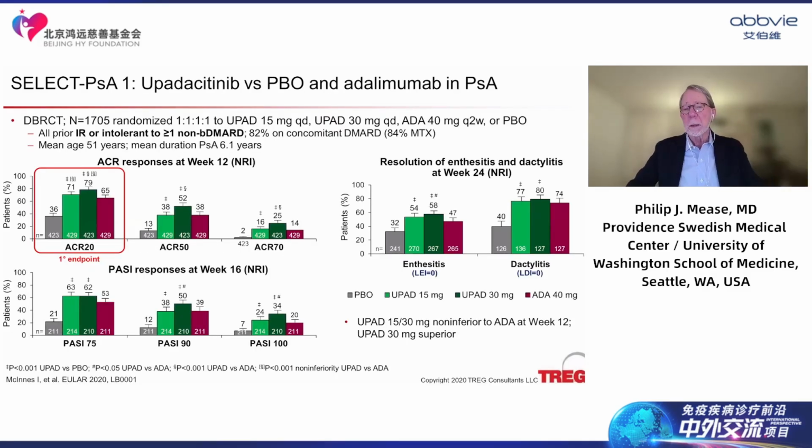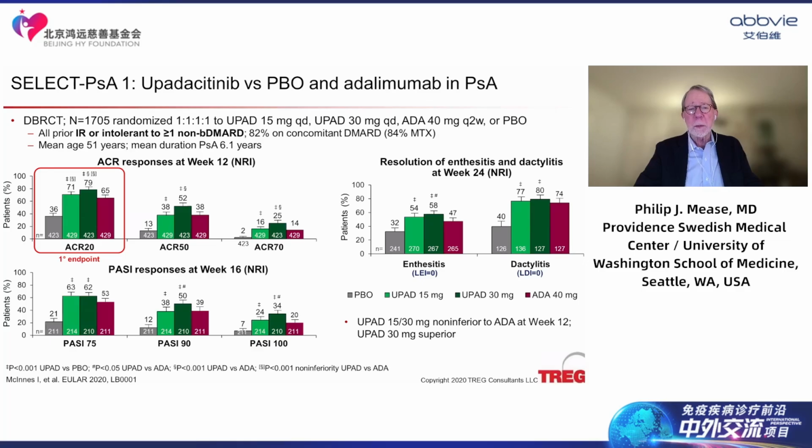I'd like to highlight, at the request of the sponsors of this program, the data from upadacitinib in both psoriatic arthritis as well as axial spondyloarthritis. Here are the data from the SELECT PsA-1 trial. This is in a group of patients that had not yet experienced biologic treatment. They typically had been treated with methotrexate or sulfasalazine, and that was maintained in the background. Typical psoriatic arthritis patient group.